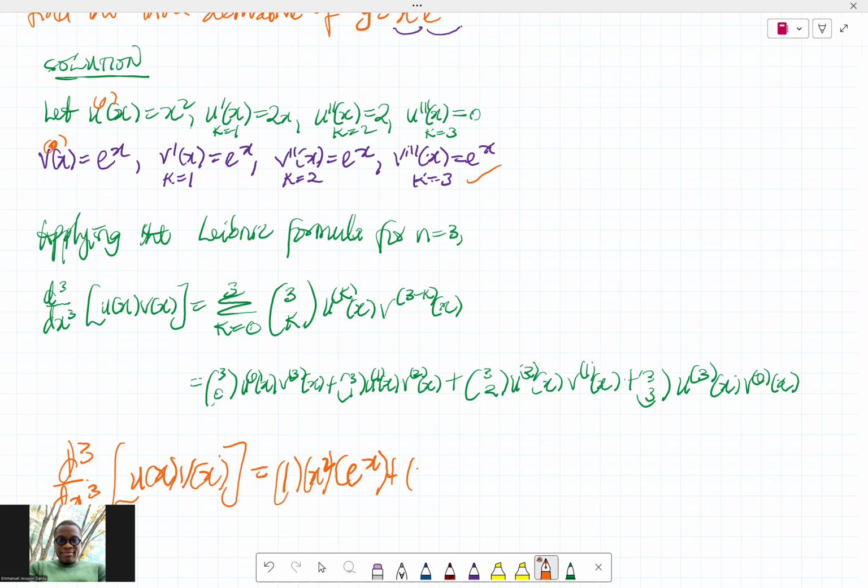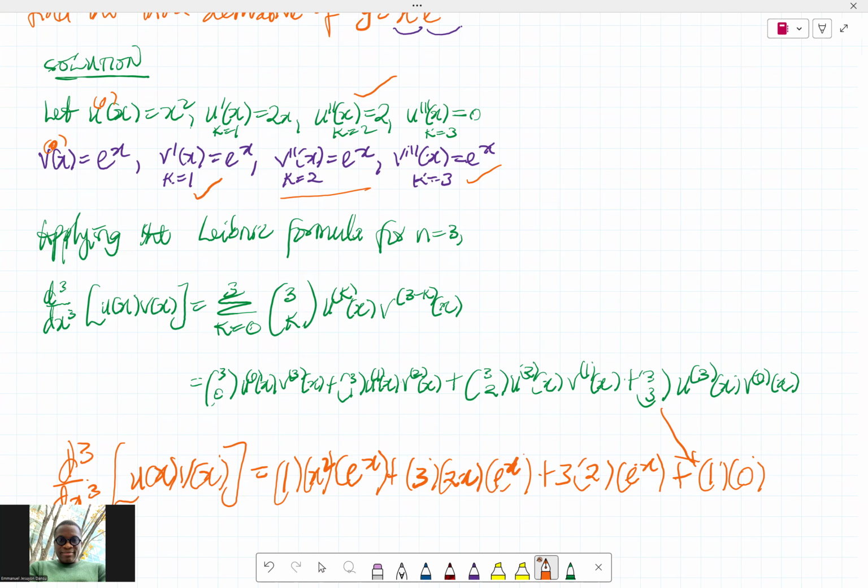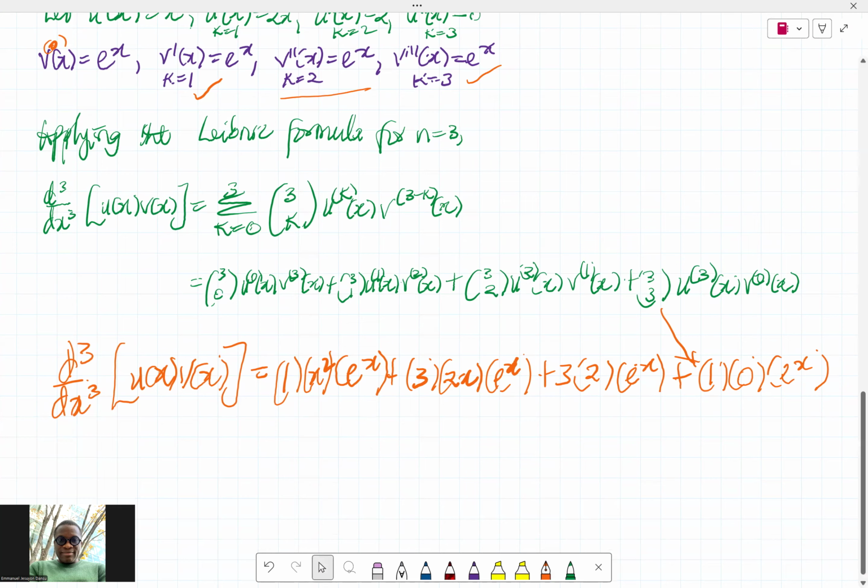Then 3 combination 1, we know that is 3. Then the first derivative of u is 2x. Then the second derivative of v is e raised power x. Then 3 combination 2 is also 3. Then the second derivative of u is 2. Then the first derivative of v is e raised power x. That doesn't ever change. Then 3 combination 3 is 1. Then the third derivative of u, interestingly, is 0. And the 0th derivative of v is e raised power x. Nothing changed for that.